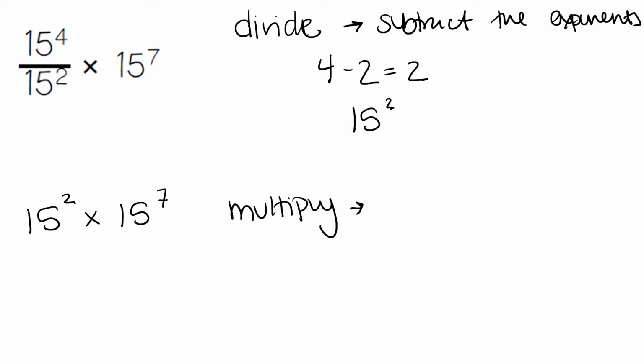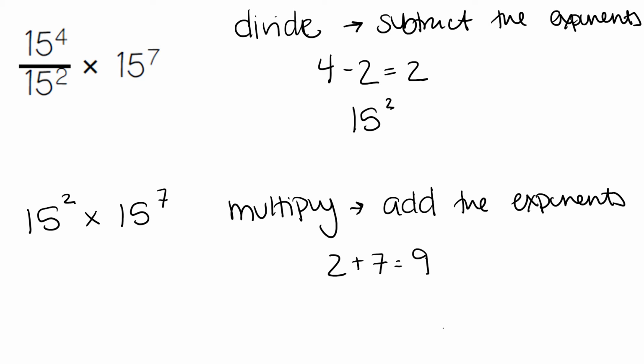And then we can solve the multiplication problem. When we're multiplying, we're going to add the exponents. And so we're going to add our 2 plus 7 to get 9. Our base number 15 stays the same, and our new exponent is 9.